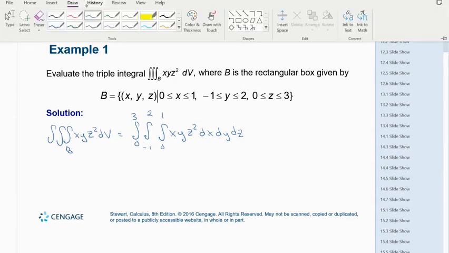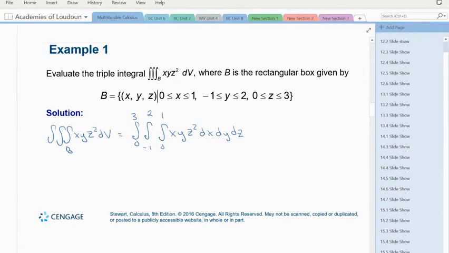Now, we notice that because this is fully factorable and the limits of integration are numbers as opposed to functions, we can rewrite this as the integral from 0 to 3 of z squared dz, times the integral from -1 to 2 of y dy, times the integral from 0 to 1 of x dx. And as we evaluate this, we're going to end up with the value of 27 over 4.